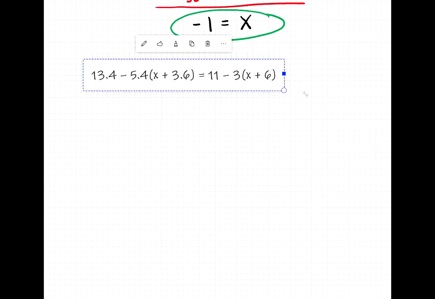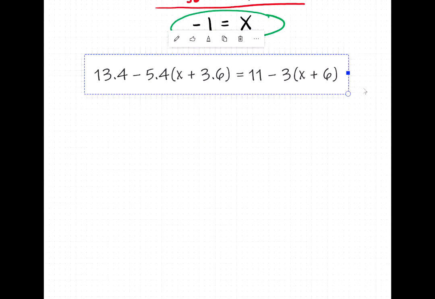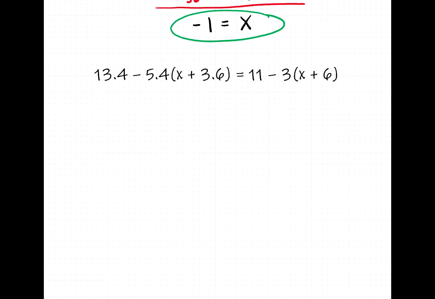Let's make that just a little bit bigger. Okay.